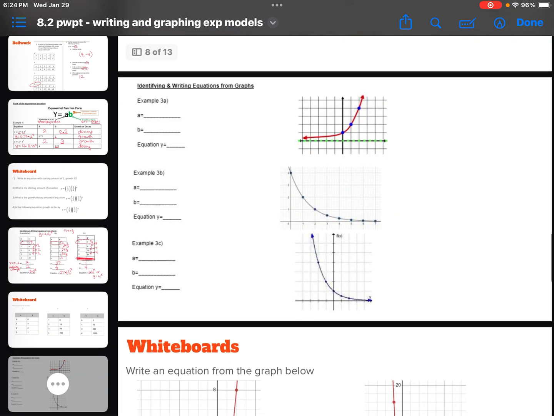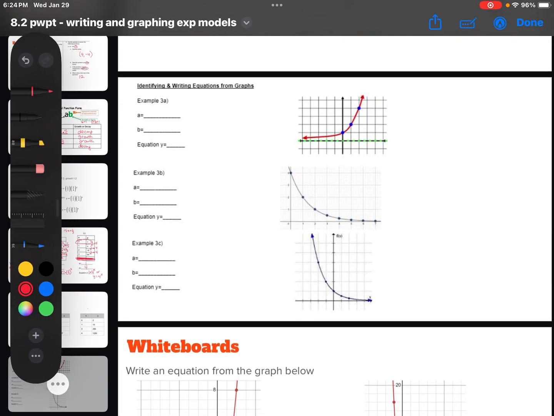Now, what if I have a graph? Well, if I have a graph and I'm going to make my equation for this, I'm going to make a table to help me graph this.